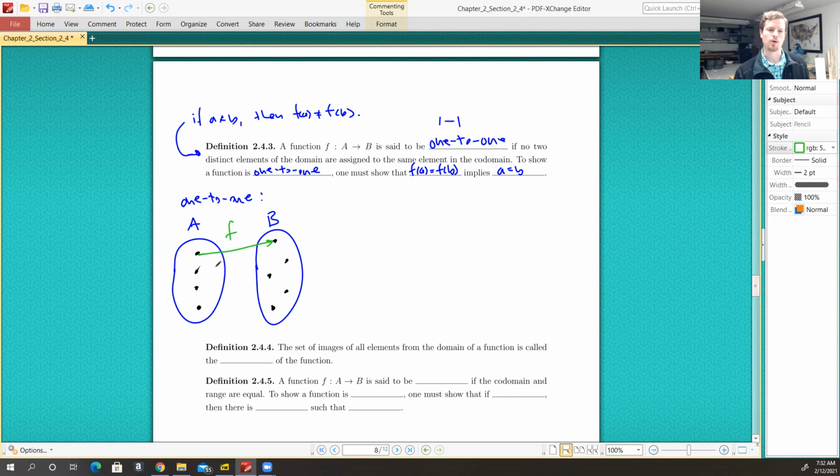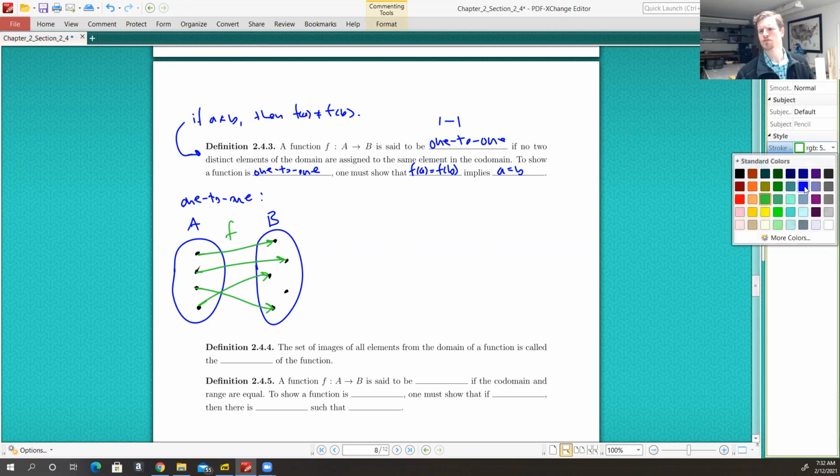Now any of these other elements in the domain simply cannot go to that one as well. Two different inputs have two different outputs. Still true, two different inputs have two different outputs. Again, two different inputs have two different outputs. None of the outputs are repeated. There's no two arrows going to the same element in the codomain.